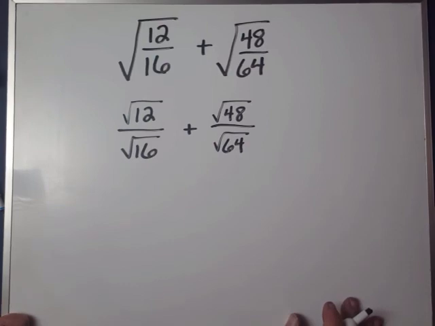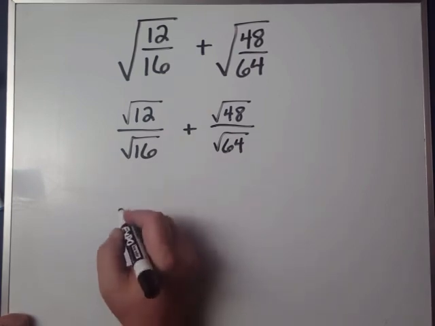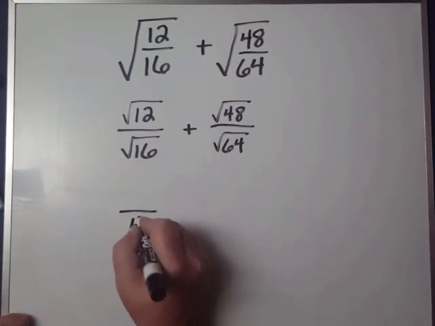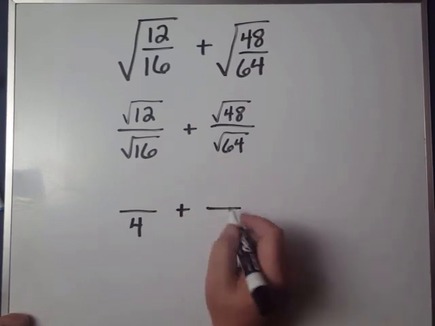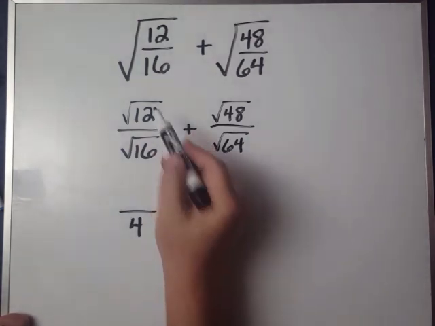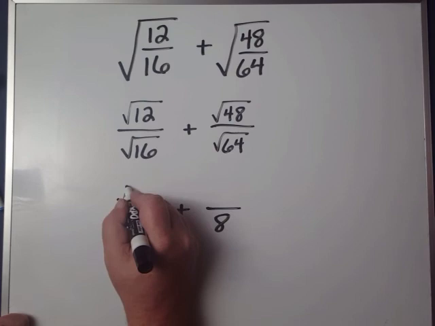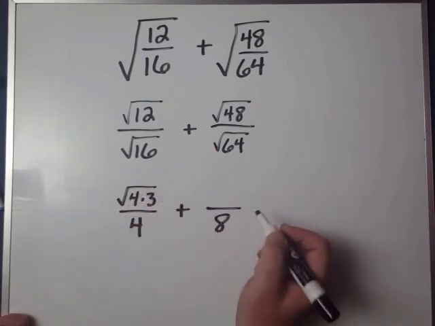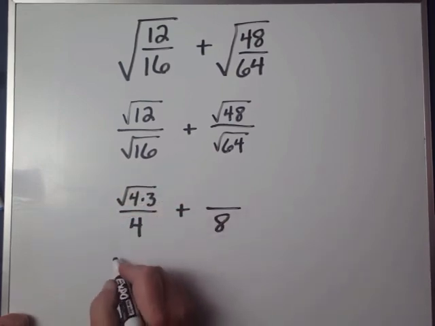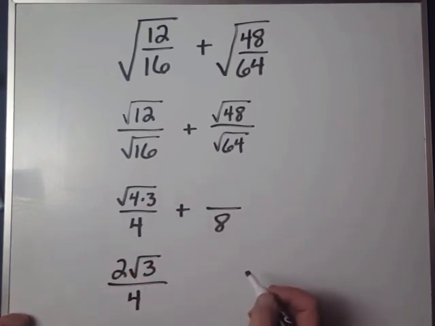Let's keep going. Well, these two denominators, those are nice square roots of perfect squares. Let me go ahead and clean those up. Square root of 16 is 4. Square root of 64 is 8. Those are out of the way. What about that 12? It's not a perfect square, but does it contain any factor which is a perfect square? 12 contains a 4. It is 4 times 3. And so square root of 4 is 2. This is 2 square roots of 3 over 4.